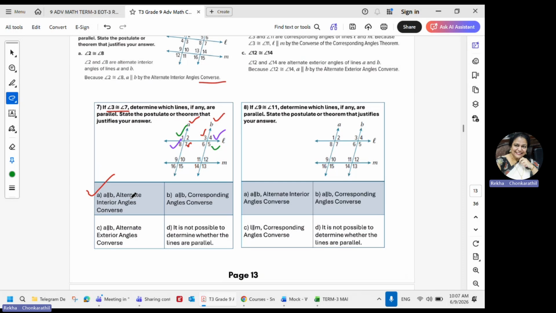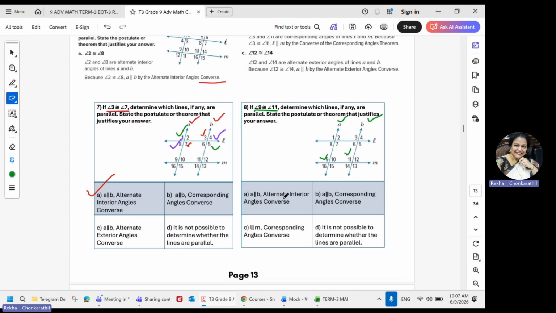Next, here also just be careful about the angles, which angles are given in congruent or supplementary, then decide on which lines are parallel. 9 and 11. 9 is here, 11 is here. So we are again talking about lines A and B parallel. And you know they are in the same position, so they are called corresponding angles. So first select AB parallel. So we don't have C and D, that's wrong.